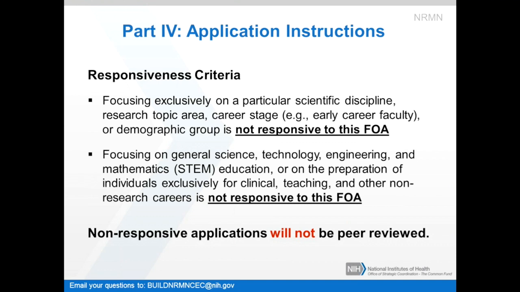As you are developing ideas and preparing your applications, I want to emphasize that responsiveness criteria is critical to your success in having your application reviewed. For the NRMN funding opportunity announcement, there are two areas of focus that would not be considered responsive. Focusing exclusively on a particular scientific discipline, research topic area, or career stage, such as early career faculty, or a demographic group, is not considered responsive to this FOA. Focusing on general science, technology, engineering, and mathematics, or STEM education, or on the preparation of individuals exclusively for clinical, teaching, and other non-research careers is not responsive to this FOA. Again, responsiveness is a critical part of the process, and applications that are not responsive will not be peer-reviewed.